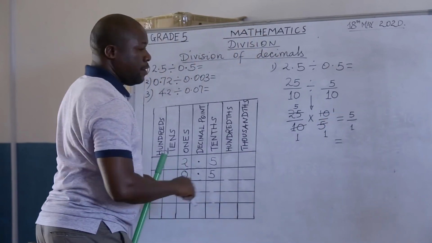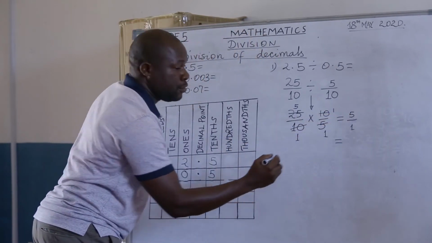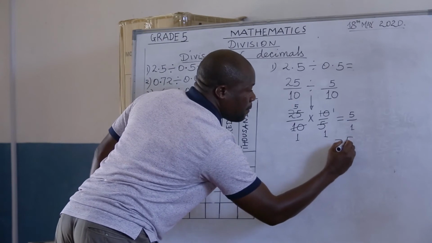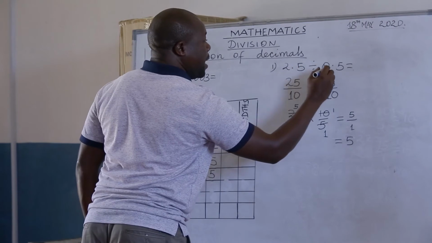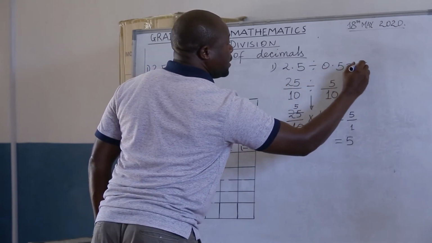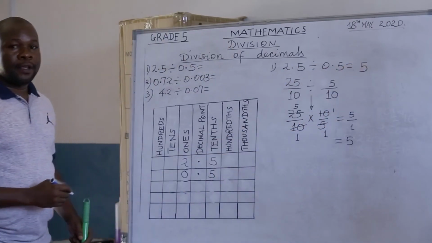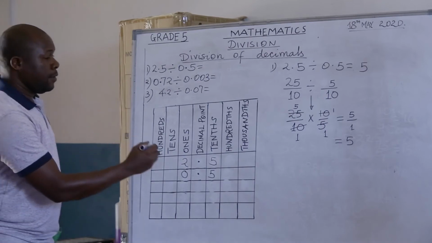Therefore, 5 over 1 becomes 5. So if you divide 2.5 by 0.5, your answer will be 5. Let's take the second example.